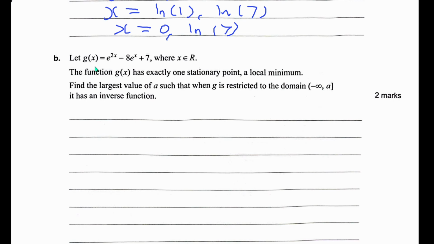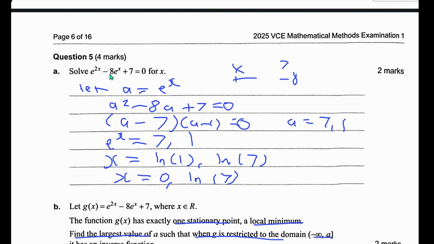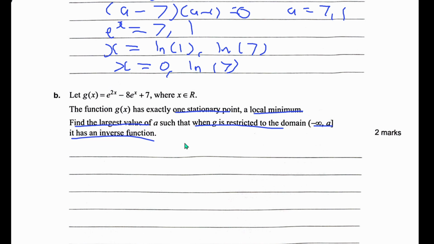Let g of x equals e to the 2x minus 8 e to the x. Find the largest value of a such that g is... Okay, cool. So, if we imagine a graph, there are two intercepts at these points.